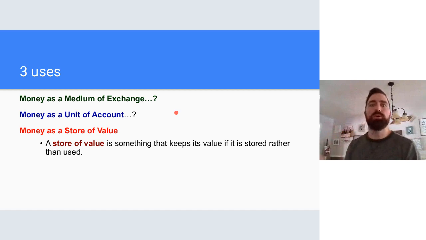When you are hired at your job, how are you paid? You're paid usually per hour, and you're paid in money. You're not valuing it in terms of 10 pencils an hour. So money is used to account for the value of something.